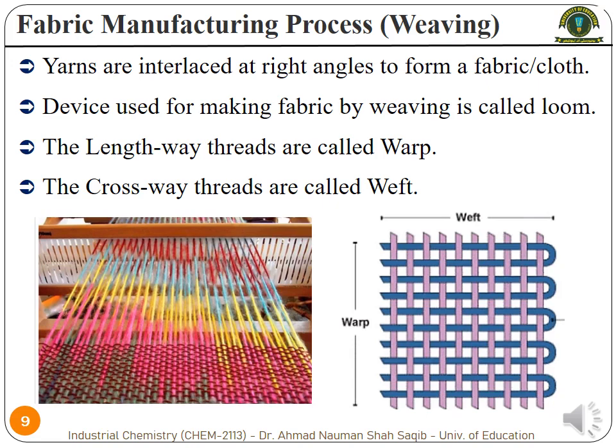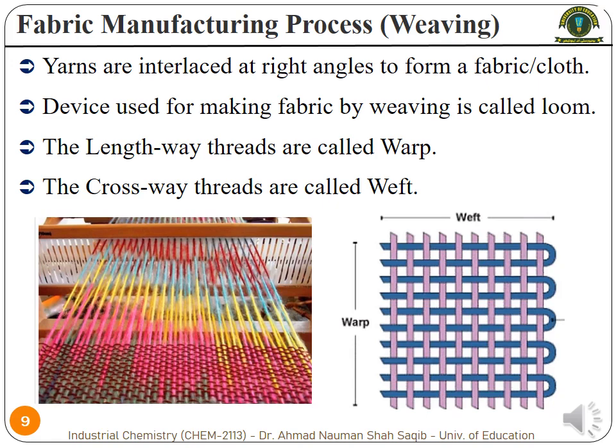As we can see in this diagram, the two threads or the two fibers are at right angles, 90 degrees perpendicular to each other. The weaving process uses an instrument which is known as a loom, and a loom is a device which is used to weave cloth, or an apparatus for making fabric by weaving yarn or thread.